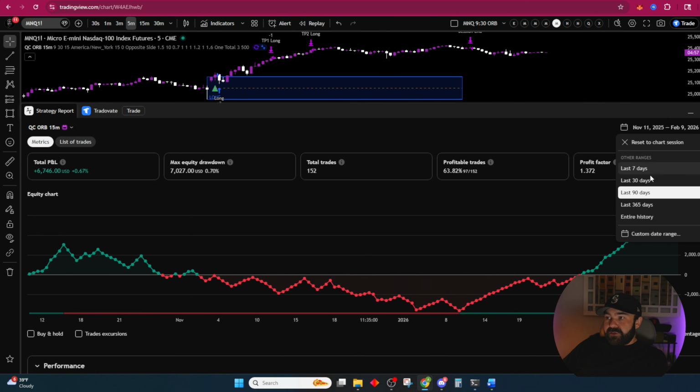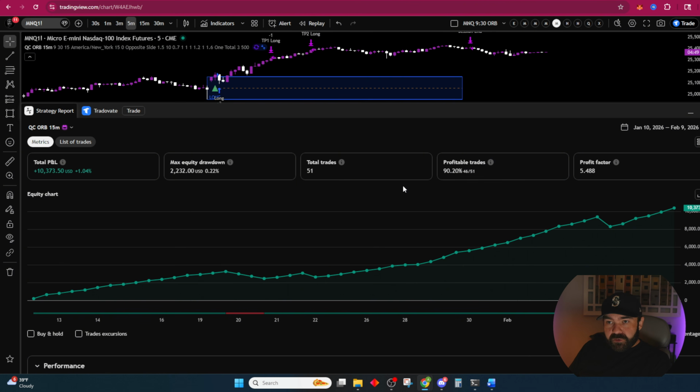Now, the last 30 days, a much better story here. Our total profit and loss, $10,373. Max equity drawdown of 2,232. So depending on your drawdown, this most likely is very easily managed with a prop firm. You go on a little bit of a run here that you're not having a ton of fun, but you're weathering the storm, you know what I mean? And then it just treks up.